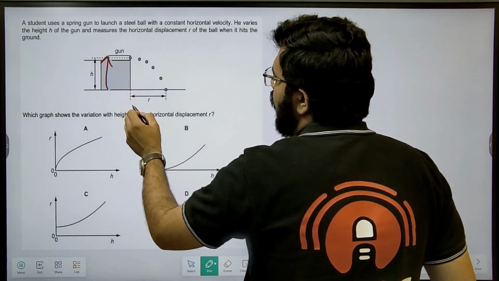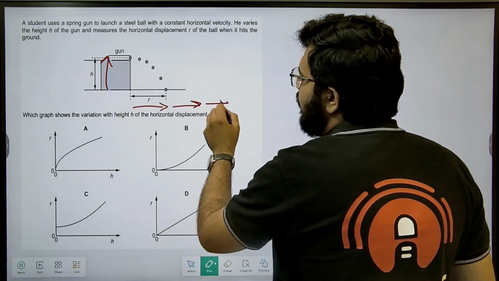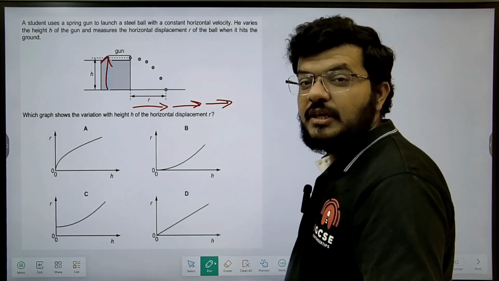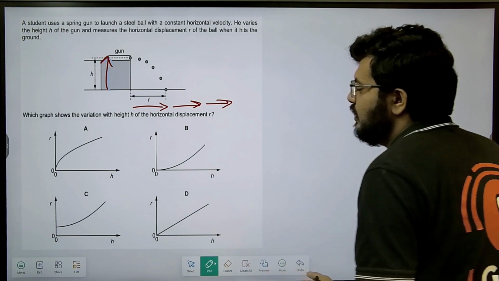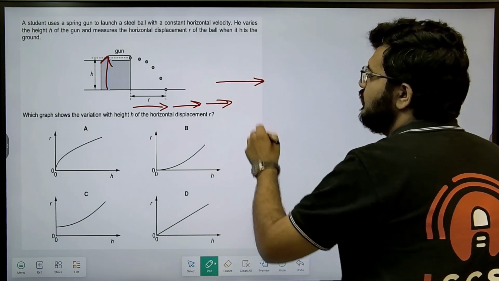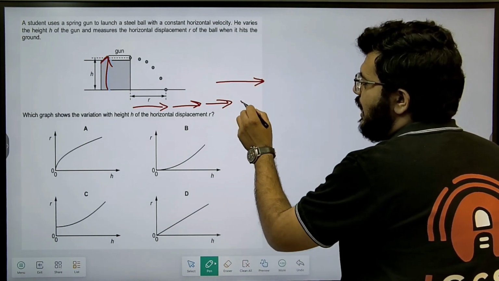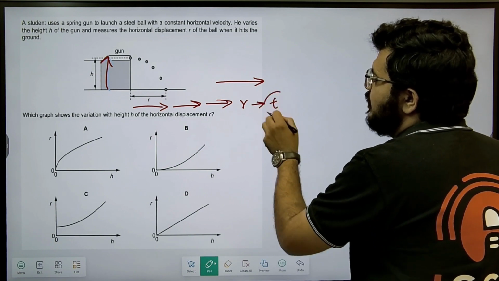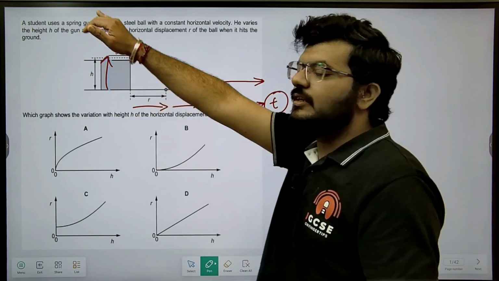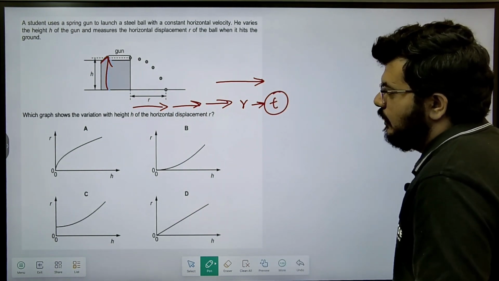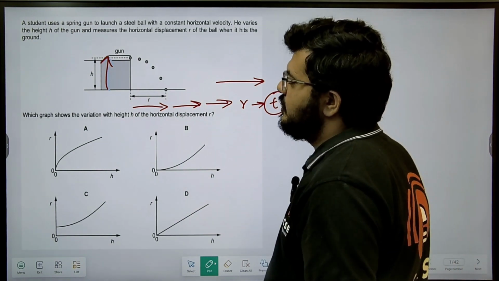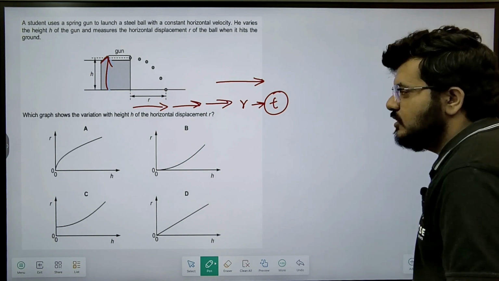The ball is going to travel further and further, because even if its horizontal velocity is fixed, it will have more time to travel, right? The distance r will depend on the time it gets to travel. The higher it is, the more time it gets to travel. Now, which graph shows the variation with height of the horizontal displacement?